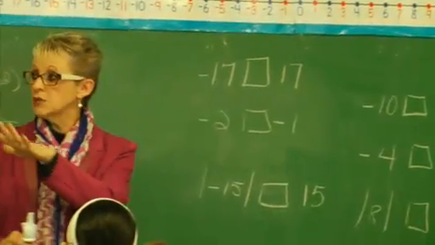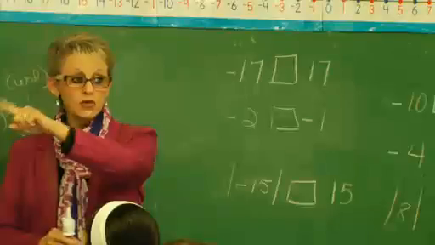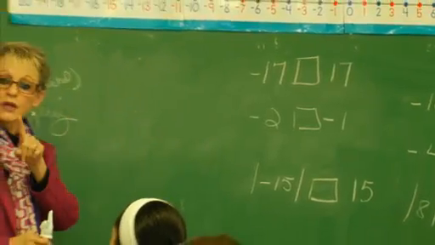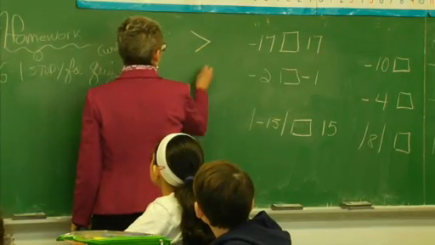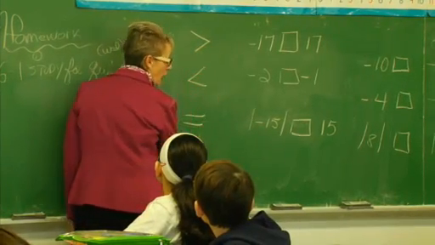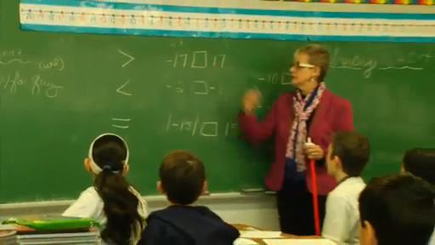Remember we talked about today what we're going to do? We're going to order and compare. So you just ordered them, least to greatest. Now we're going to compare. When we compare, we use 3 symbols you are familiar with: greater than, less than, equal to. That's the symbol you're going to use. Ready? First one. Negative 17, 17.